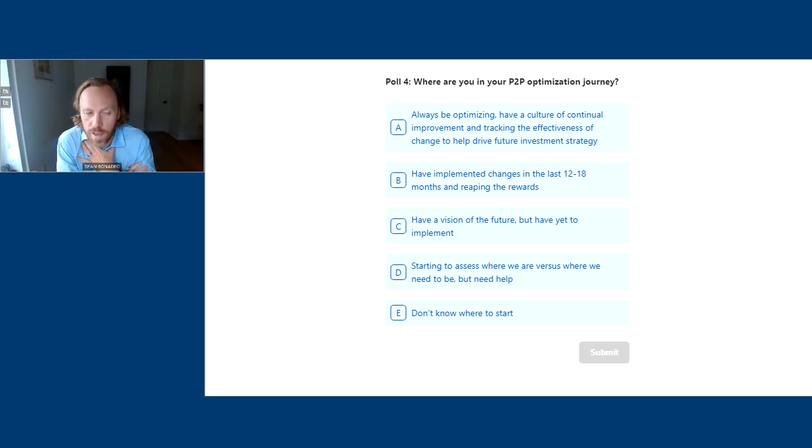Now, I would say, generally speaking, all the polling questions don't have a correct answer, but if you were saying that A was your answer, then you're in a pretty good place. But that doesn't mean that any of those other places aren't valid. It's just where you are as the process goes.